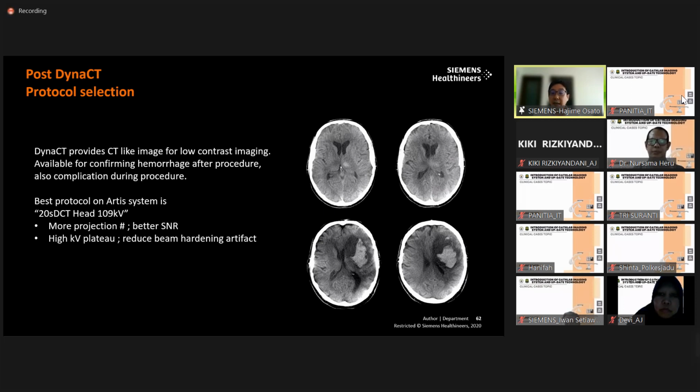The 20-second DCT head, 109 kV is the best protocol on our system, right? It has the most projection number, and the high kV plateau reduces beam hardening. The low contrast resolution is a bit lower than CT, but we can detect hemorrhage like in these images.